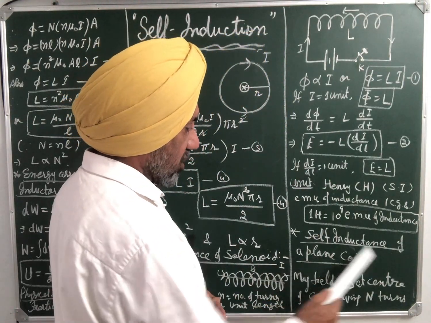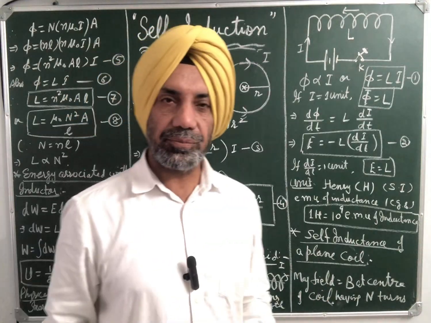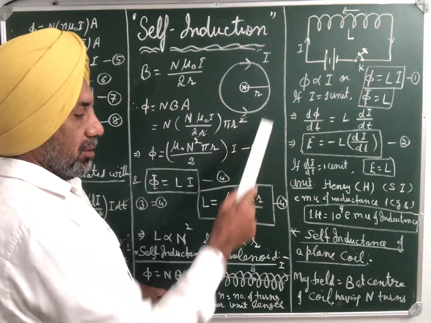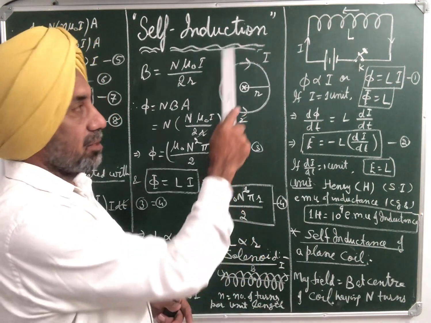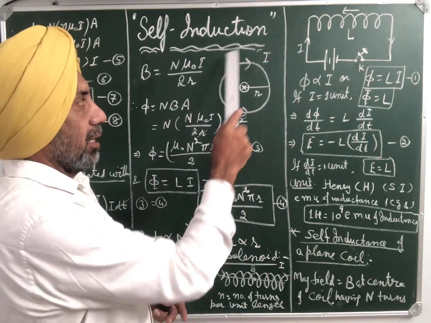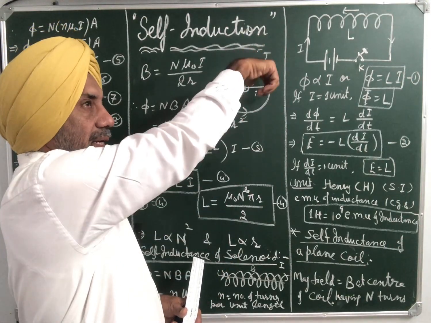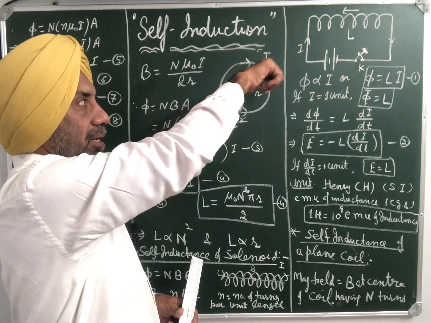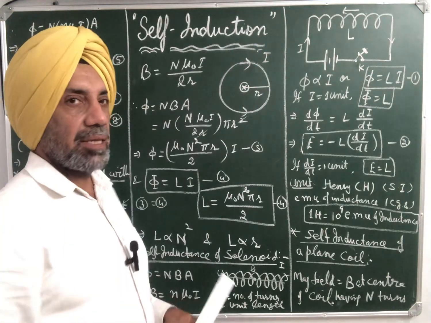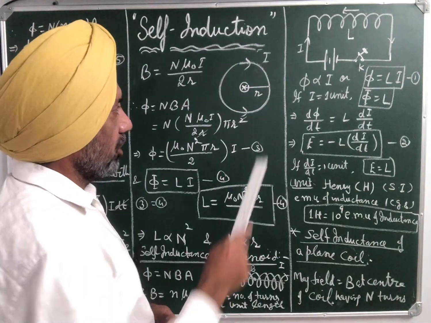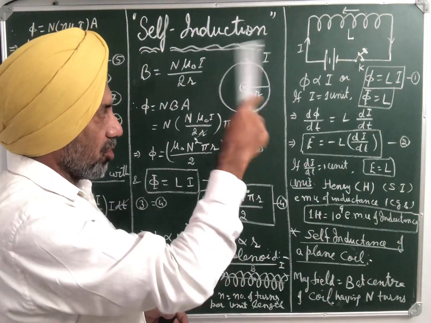Now we have to find expression for self-inductance of a plain coil. So suppose we have a plain coil having N number of turns, radius r, carrying current I, then there will be magnetic field at center of the coil, direction of which is given by Fleming's right hand thumb rule. So it will be directed inward, current is clockwise.